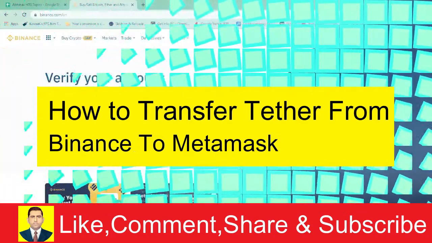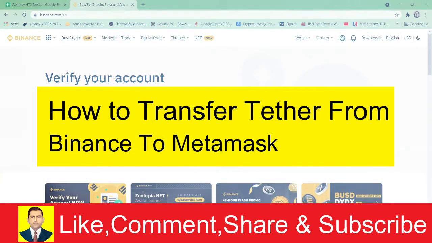Today's video, I'm going to be teaching you guys how you can transfer Tether from Binance to Metamask. If you do not know what Tether is, it's basically a stable coin whose value is equivalent to the US dollar, which means if the value of the US dollar goes up, the value of Tether goes up. If the value of the US dollar goes down, the value of Tether goes down. That's basically what a stable coin is.